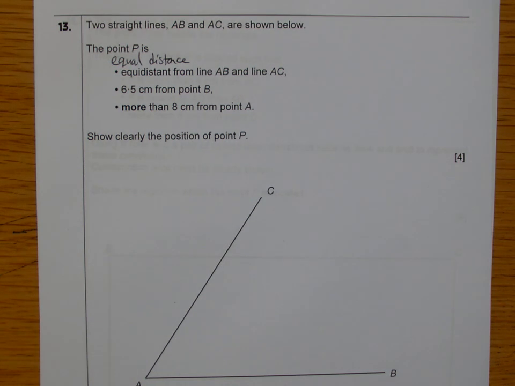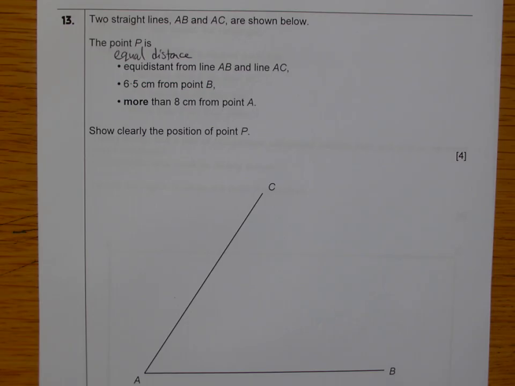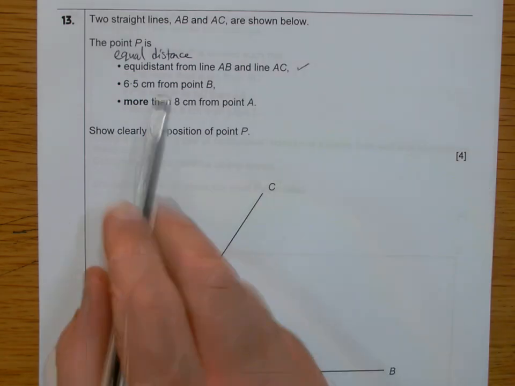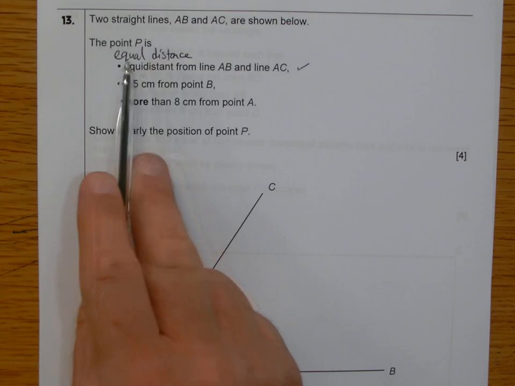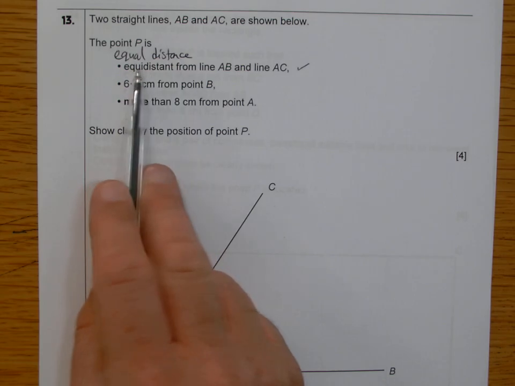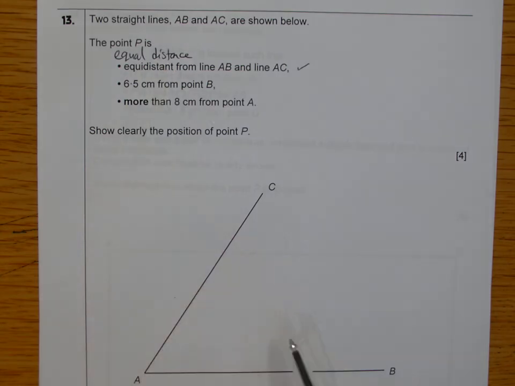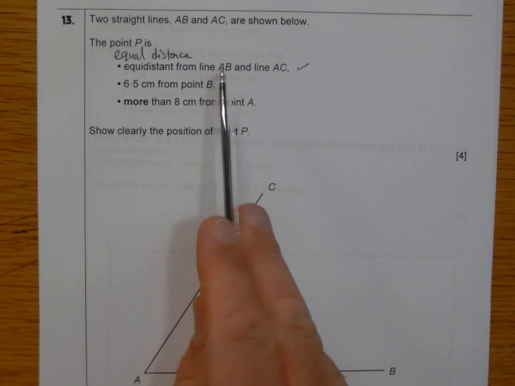So two straight lines, AB and AC, are shown below. It says the point P is equidistant from line AB and line AC. So let's deal with the first bullet point here. Now, the word equidistant simply means equal distance, as you can sort of work out from the word really. It almost implies that, doesn't it? Like equal then distance.